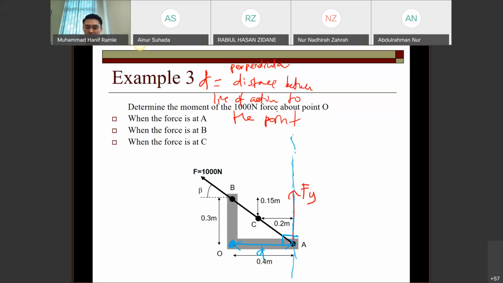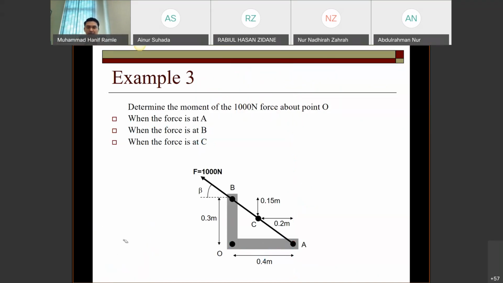Yes, Doctor. Correct. I leave it to you to solve the second one, which is at B. Sorry, which is at C. I leave it to you to solve the C one. Let's begin to solve this problem B. You can start now. Five minutes only.